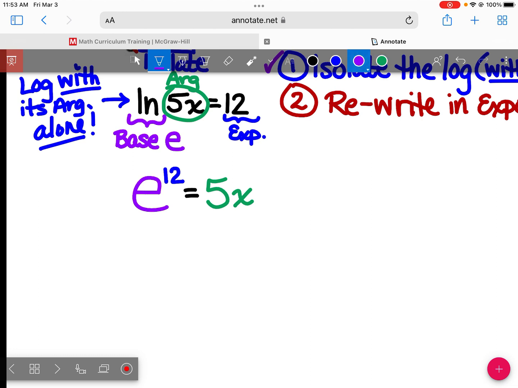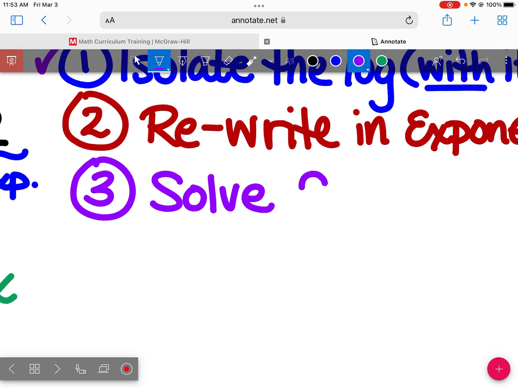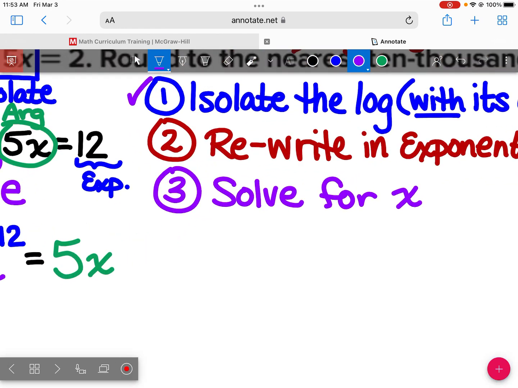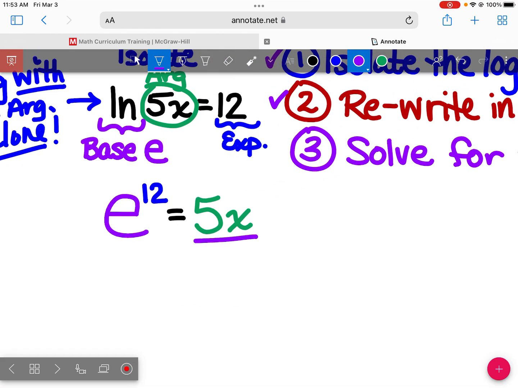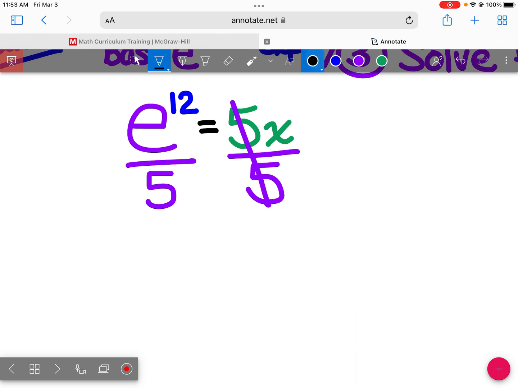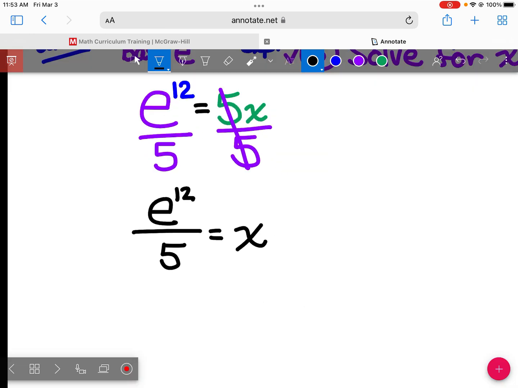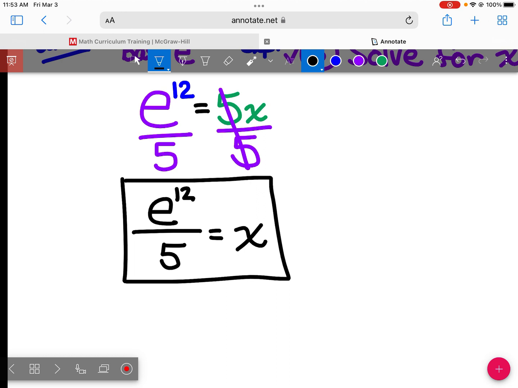What do I need to do to that to get the x all alone? We're going to divide. Divide by what? Divide both sides by 5. This right here, e to the power of 12 divided by 5 equals x, is my exact solution.